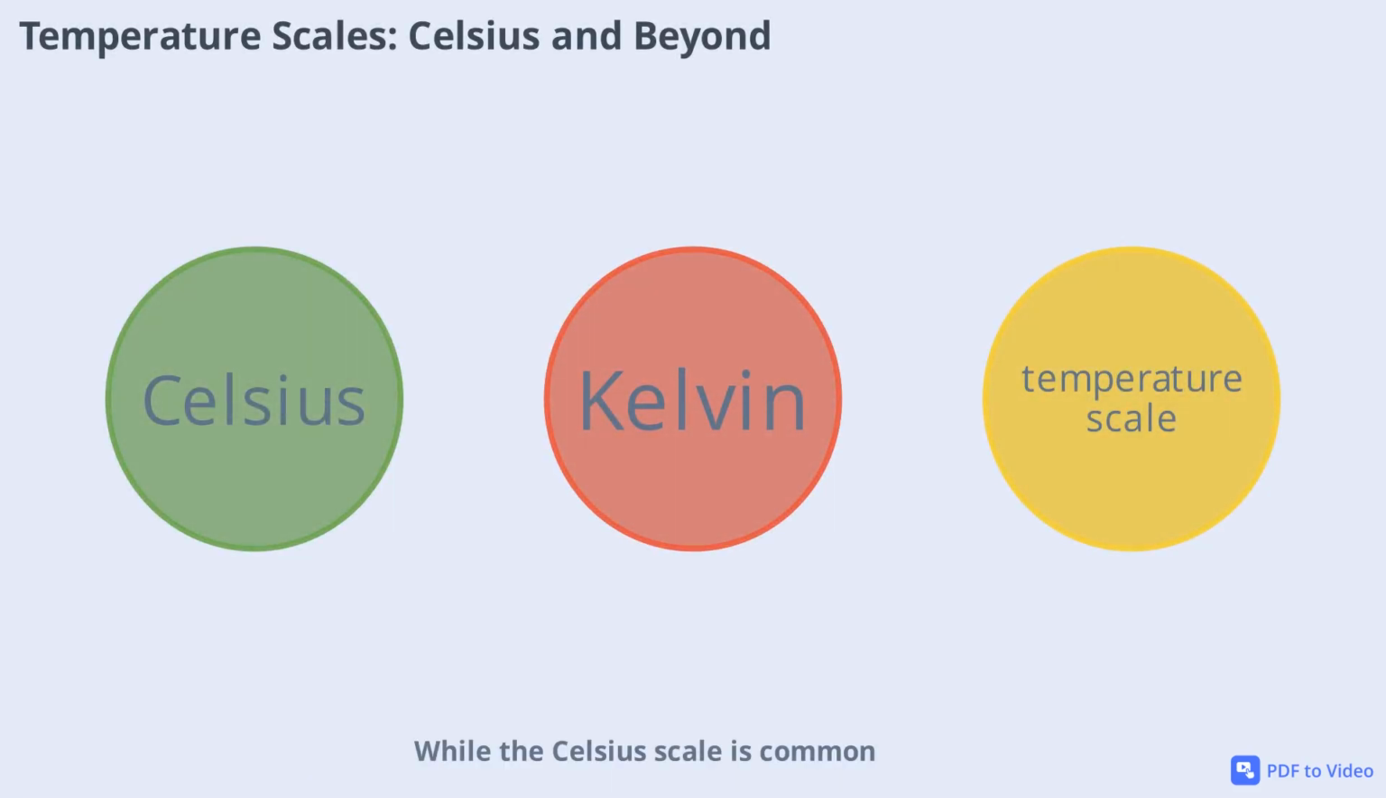While the Celsius scale is common, other temperature scales like Kelvin and Fahrenheit are also used. We'll briefly compare these scales, explain their fixed points, and show how to convert between them. This knowledge is useful for interpreting scientific data and exam questions.